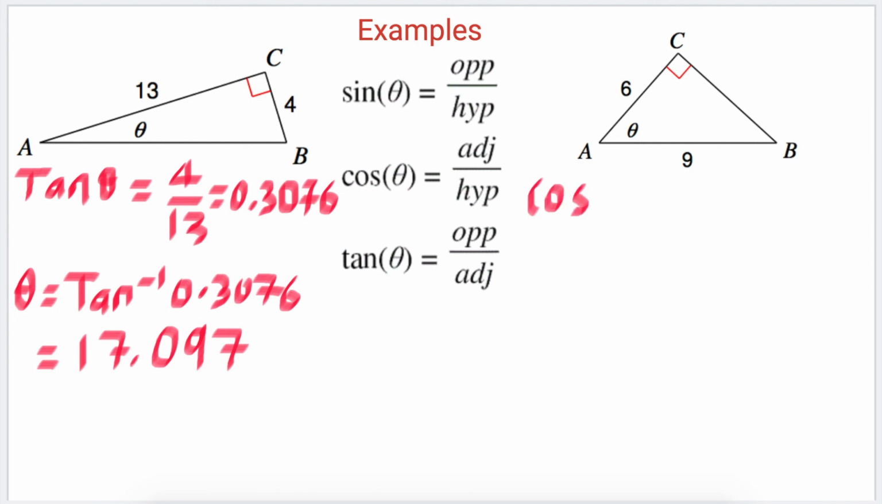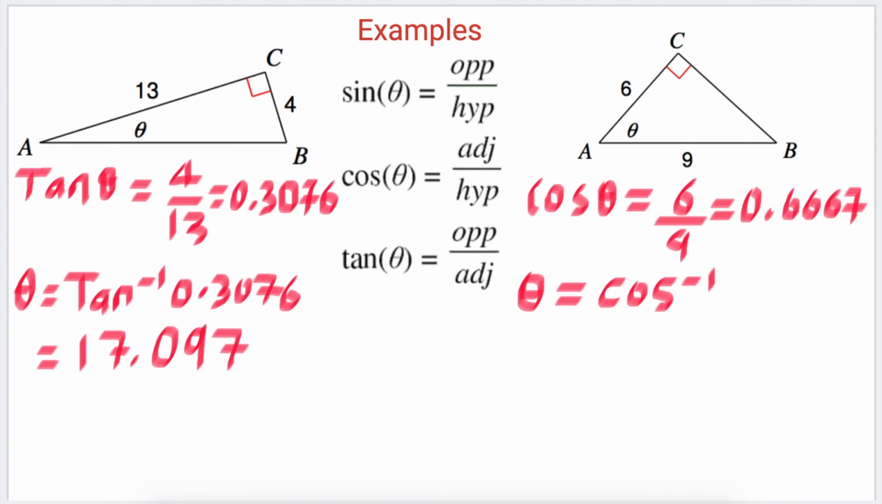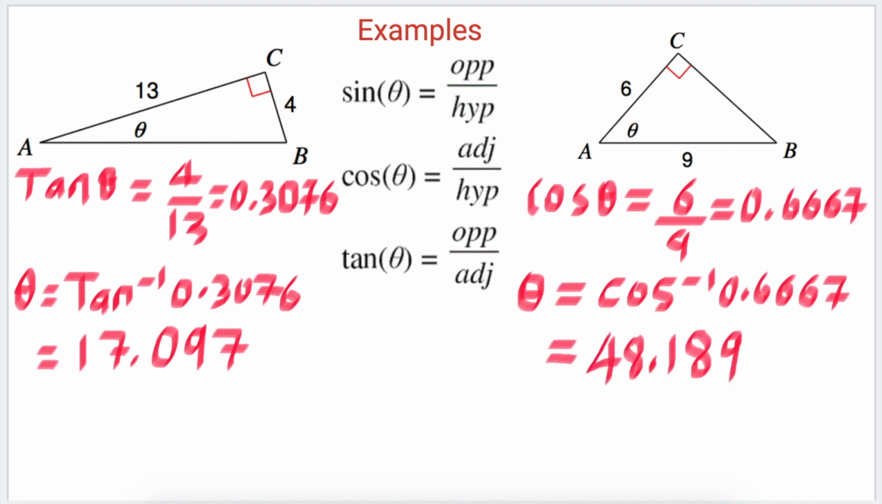To start off, I'm going to find that cosine of theta is equal to 6 divided by 9. 6 is in the numerator because that's what's adjacent, and 9 is in the denominator because that is the hypotenuse. When you divide 6 by 9, you get 0.6667. To find the angle theta, we need the inverse of cosine. Cosine inverse of 0.6667, using my calculator, gives me 48.189, and that's the angle that's missing in that triangle.